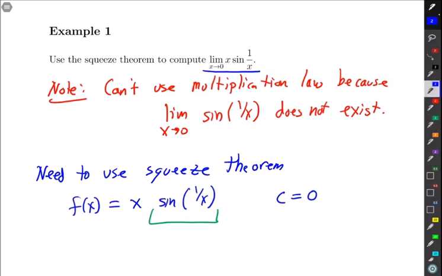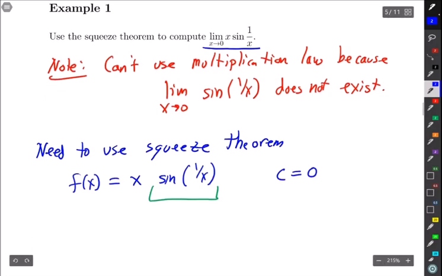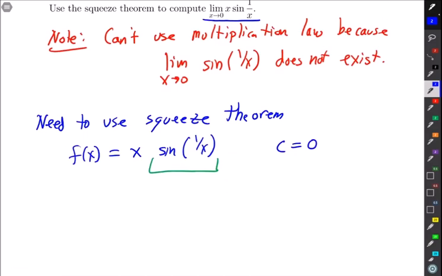What do we know about sine 1 over x? Well, it's not going to exist as we go to 0, but it's a sine function. And sine functions are always between minus 1 and 1. So we know that sine 1 over x is going to be no bigger than 1 and no smaller than minus 1.